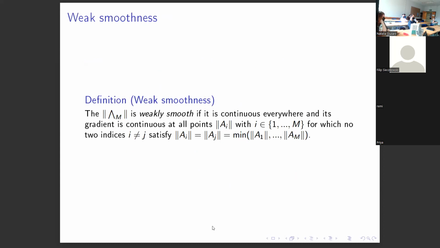Now we have weak smoothness. Let's mostly ignore the definition. It just means that we want things to be smooth. We can guarantee that they are smooth at points with unique minimum. It's just because with the other properties and everything, full smoothness couldn't be guaranteed. So we've gotten weak smoothness for the STL translation.